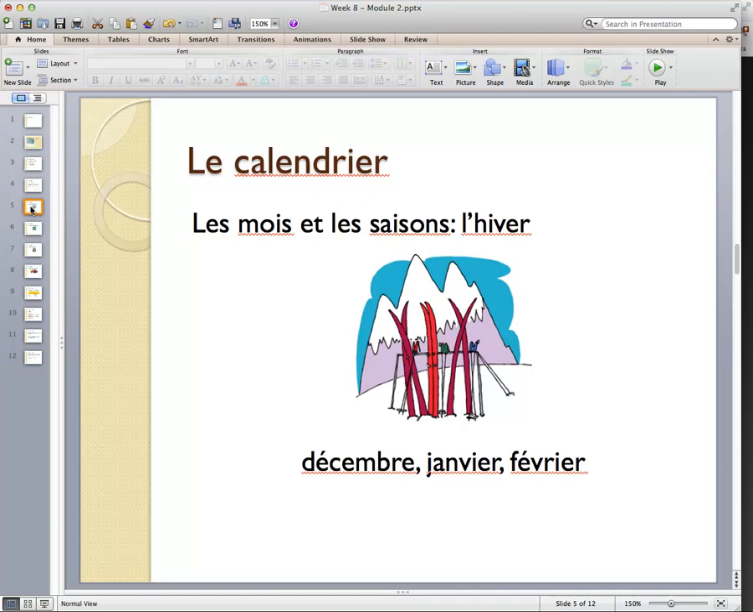Now let's look at les mois et les saisons. The first one is l'hiver. The months of hiver are décembre, janvier, février.